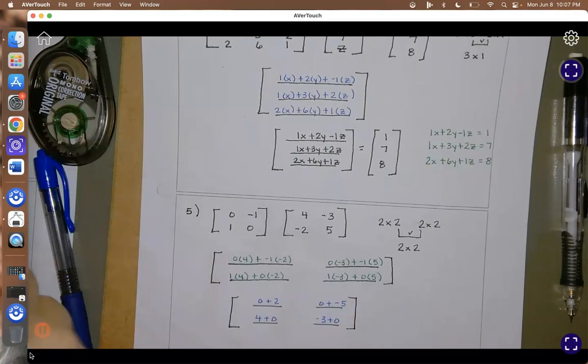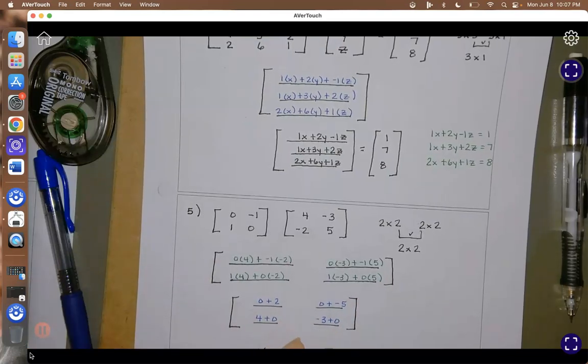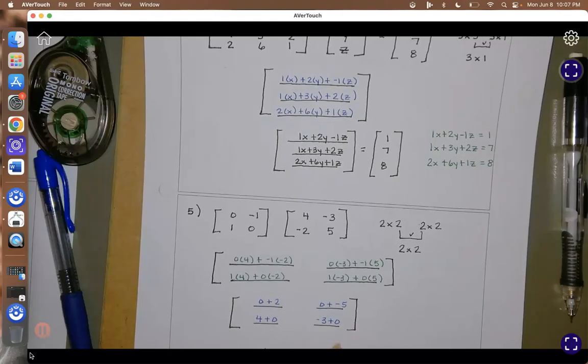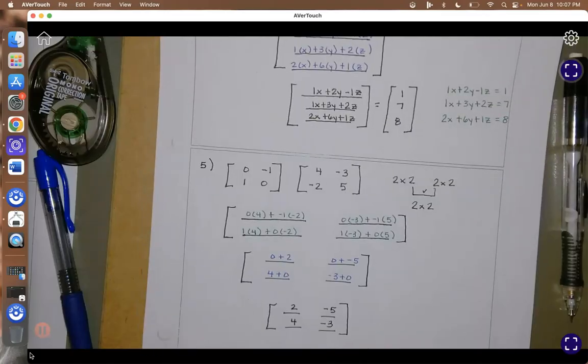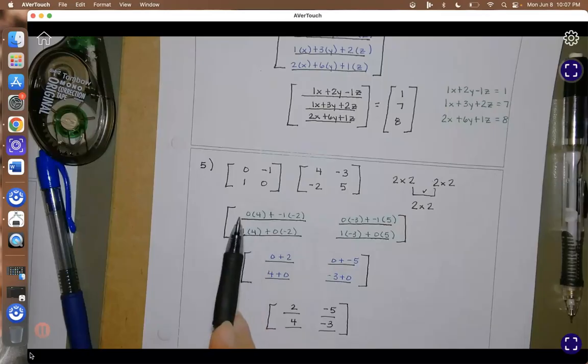Okay? Which means my final answers are 2, -5, 4, -3. And guys, the question that I know that some of you are going to ask, do we have to show all this work? I either want to see this step or this step. It's great if you do both because it cuts down on careless mistakes.